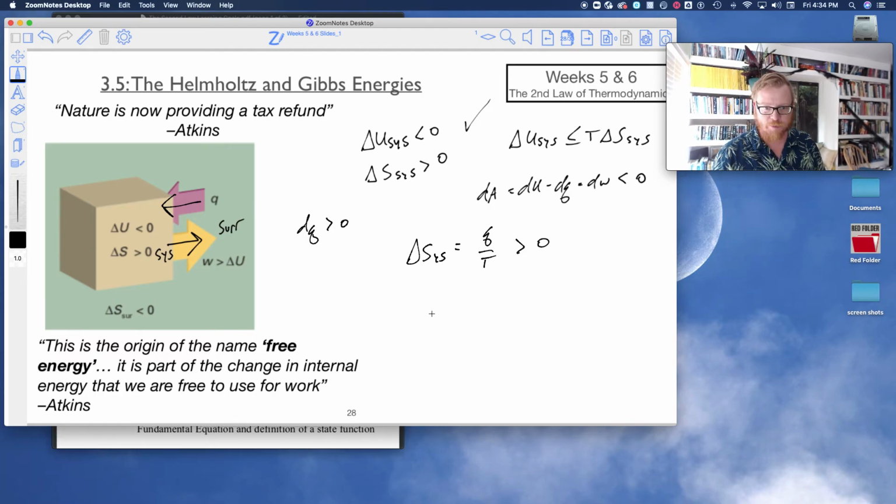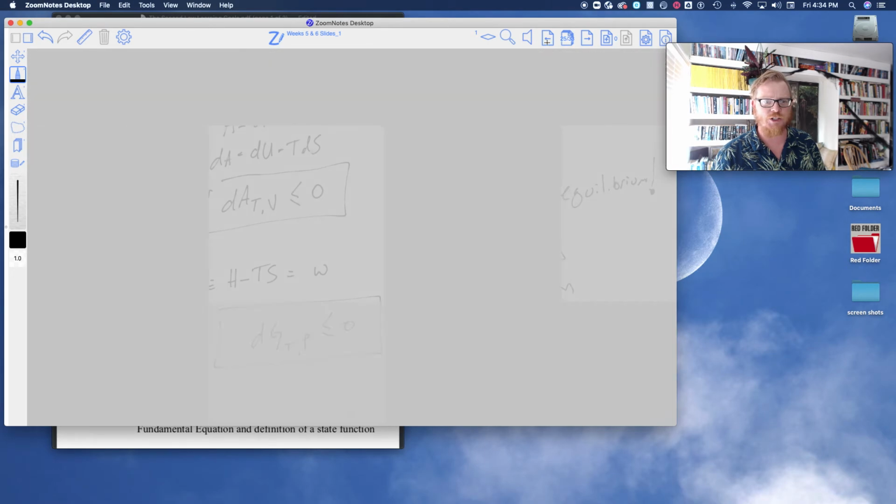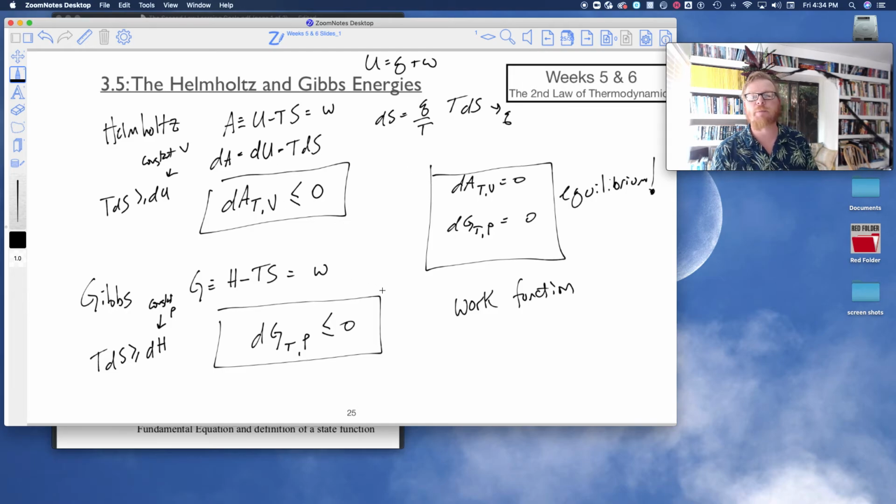So the big picture of what's going on, let me back up here. Where are my equations? Yes, so this is the big picture that's really going on. We know that Helmholtz is the difference between internal energy and TdS. So in other words, it is the difference between the internal energy of the system and the heat supplied to the system. And when that quantity is negative, that quantity is free for us to use. It's the free energy. It can be used for chemical changes or physical changes. And when we recognize that these quantities are negative, nature is providing us a tax refund that's giving us free energy that we can use as work. That is the origin of the name free energy.